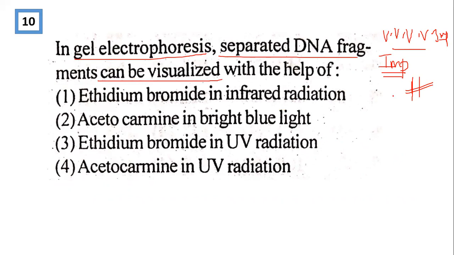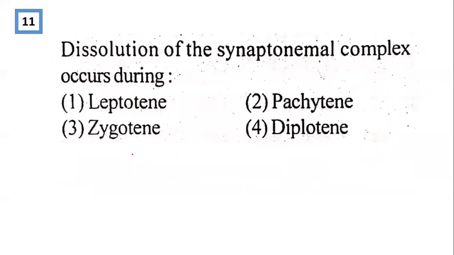In gel electrophoresis, separated DNA fragments can be visualized with the help of, no doubt you know that the dye used is ethidium bromide and the light is UV radiation. So the correct answer is option number 3. You can view the separated DNA fragments in ethidium bromide solution in ultraviolet radiation.